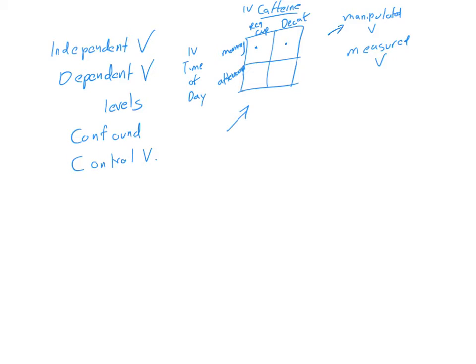Now keep in mind that although it's here for my IVs, I have two levels, regular cup of coffee, decaf, and then for time of day, morning and afternoon, that's only that way because as a researcher, I designed it that way, or whoever designed the study. There could be different levels. There could be 1 cup of coffee, 2 cups of coffee, 3 cups of coffee, and then decaf, or for time of day, it could be morning, afternoon, and night.